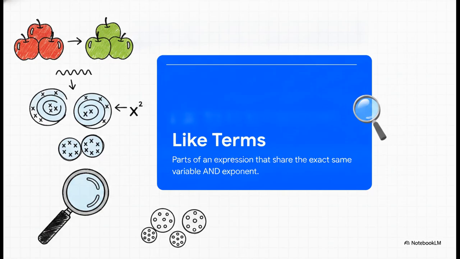The absolute golden rule here is that you can only combine apples with apples. A term like 10x can absolutely be combined with a 5x, but there is no way you can combine it with a 2x squared. They might both have an x, but that little floating exponent makes them an entirely different species. Also, constants, which are just your plain old regular numbers like 10 and 7, those are like terms too, so they can be grouped together. So if you're faced with a messy expression, your whole job is to hunt down the identical variables, keep a close eye on the plus or minus sign in front of them, and combine them into a single clean package.